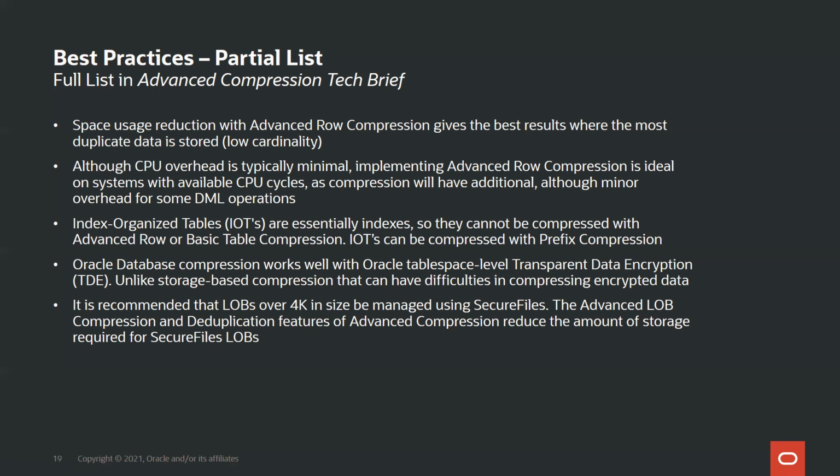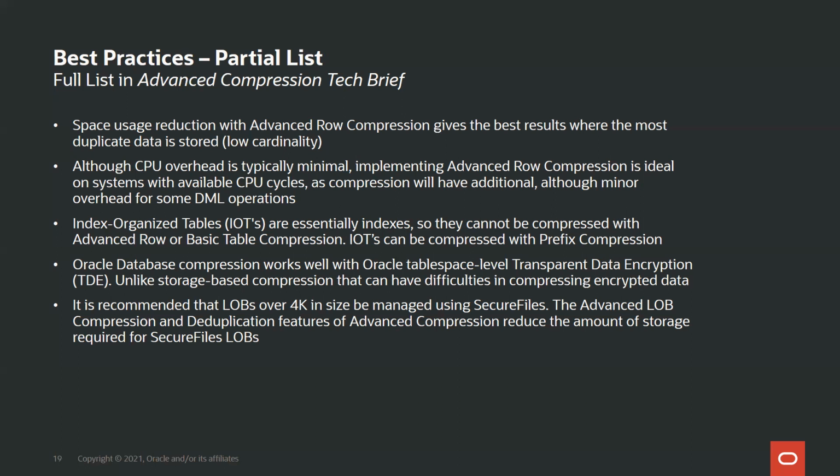Index organized tables are essentially indexes, and they cannot be compressed with advanced row or basic table compression. IOTs can be compressed with free prefix compression. And Oracle Database compression works well with Oracle Database table level data encryption, Transparent Data Encryption, unlike storage-based compression that can have difficulties in compressing encrypted data. So our compression works very well with Oracle TDE, and in some cases it may be a better choice than using storage-based compression, because often those third-party storage-based compression products have difficulties compressing encrypted data. Our compression works very well with our Transparent Data Encryption.